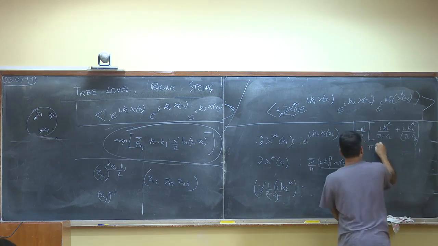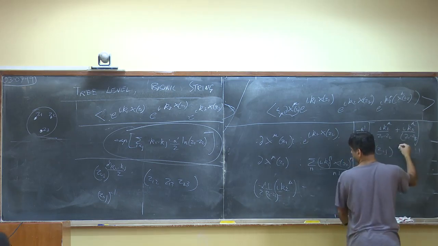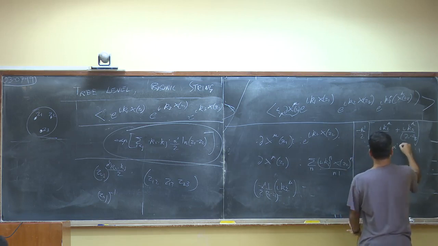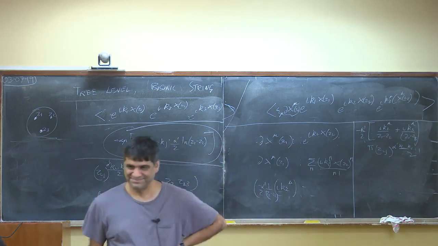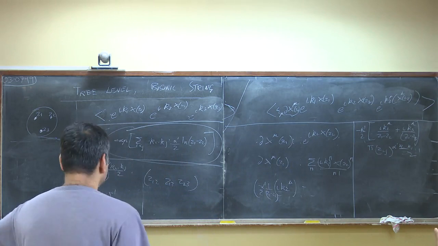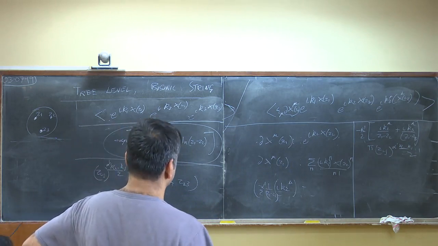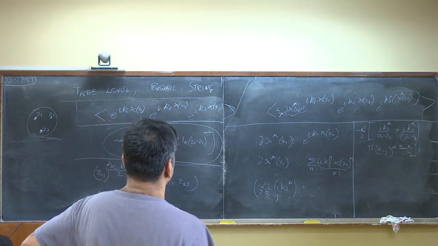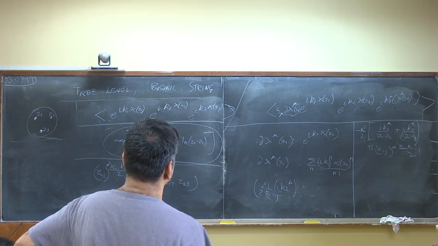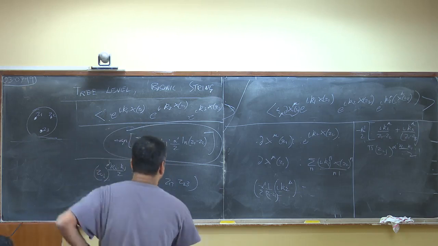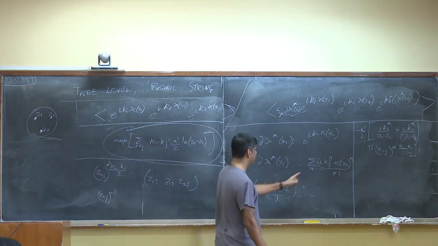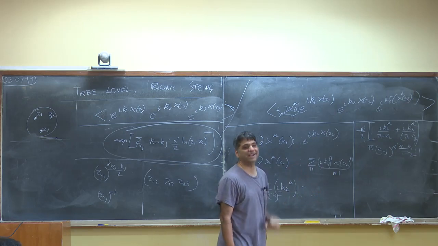Times the product of z_ij to the power alpha prime k_i dot k_j by 2. When this operator is contracting with the e to the power i k2 dot x2, at the same time e to the power i k1 dot x of z1 can contract with the same. It can, because what you produce is another factor of normal ordered e to the power i k dot x.